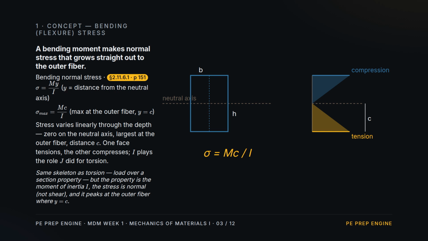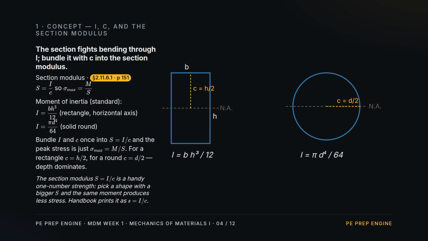The moment of inertia does for bending exactly what the polar moment did for torsion. Concept 2. The moment of inertia and the section modulus. The cross-section resists bending through its moment of inertia. A rectangle gives bh cubed over 12 about the horizontal axis. A solid round gives pi d to the 4th over 64.